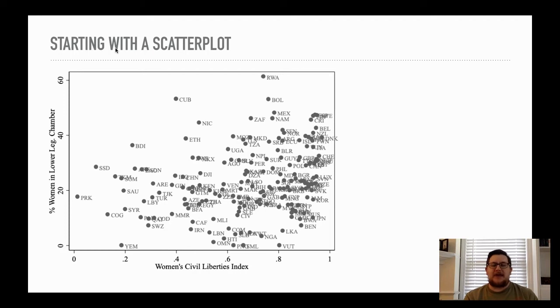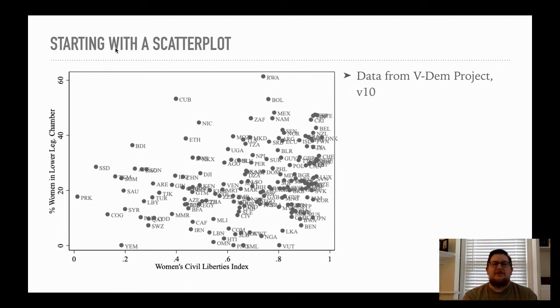Here is a scatter plot with data from the VDEM project, Varieties of Democracy. This is their version 10. So this is 2019 data on 173 countries. It's the percent women in the lower legislative chamber on the y-axis. And if it's unicameral, then it's the only legislative chamber.